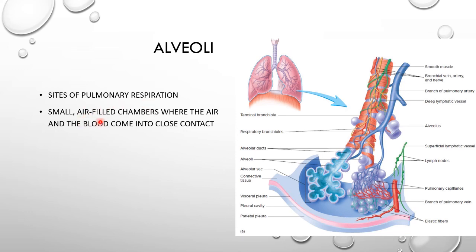These are small air-filled chambers where the air and the blood come in close contact. So you see, these are your bronchioles and then terminal bronchioles until you reach your alveoli. There is contact, no, between the alveoli and your blood vessels. Okay? So that's where gas exchange happens.